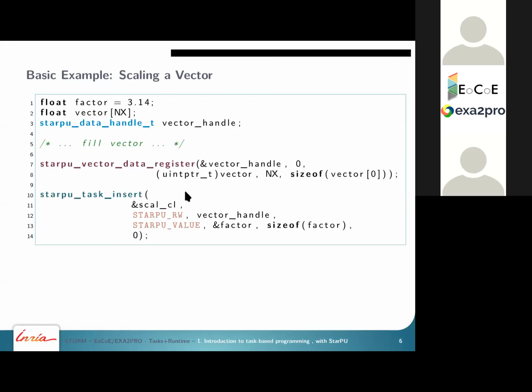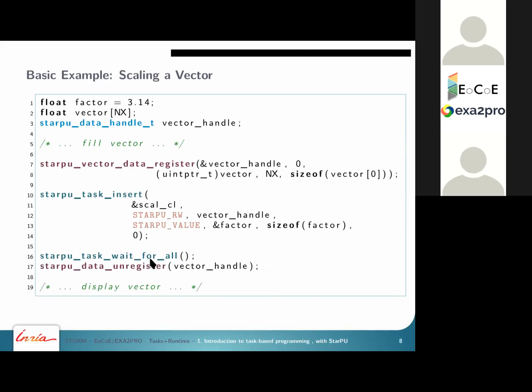For instance, one can insert a task which is doing some scaling of the vector, telling that yes, we will read and write the vector. So we modify the vector and provide a scaling factor for the task to execute it. Then we can wait for the task, because this call is asynchronous. At this point, we are not waiting for the task yet. It's just going on asynchronously. And then we can wait for it and eventually unregister the vector handle.